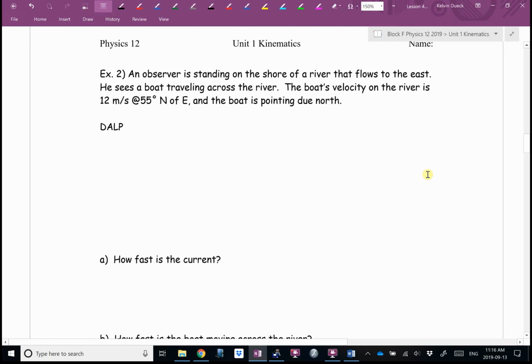This is basically the same question we just did, just to reinforce it. An observer standing on the shore of a river that flows to the east sees the boat traveling across the river. The boat's velocity in the river is 12 meters per second, 55 degrees north of east, but the boat is pointing due north, so it's drifting kind of at an angle. Did I say angle? Components.